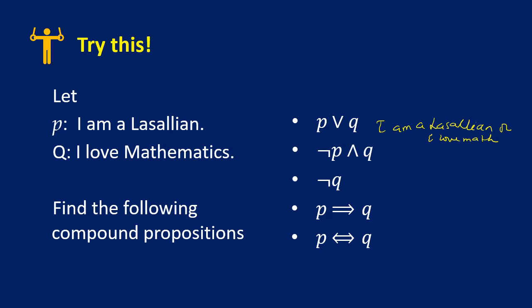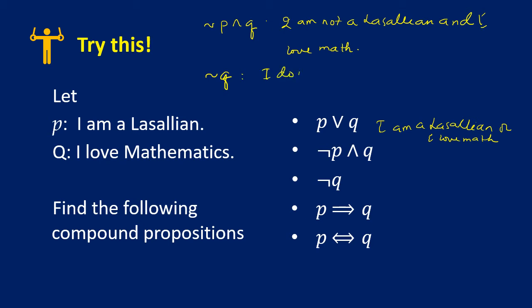Not P and Q. Maybe I should just write it here because I do not have space. Not P and Q, what is that? I am not a Lasallian and I love mathematics. Okay? What about not Q? Of course, that statement is, I do not love mathematics.